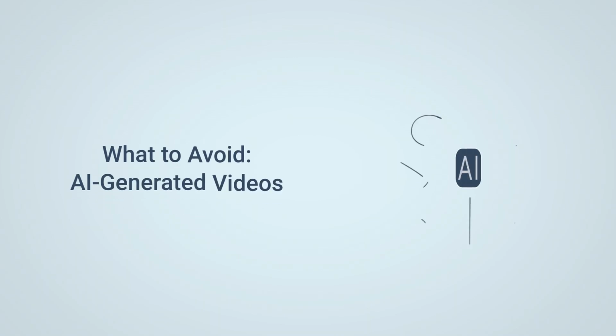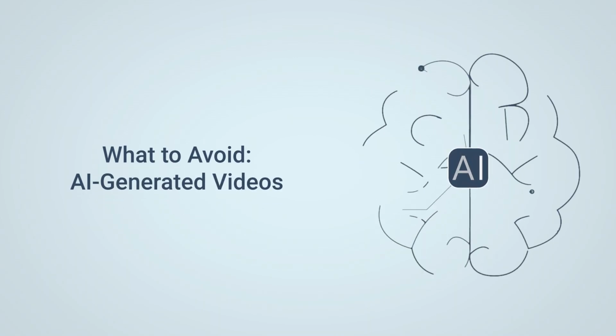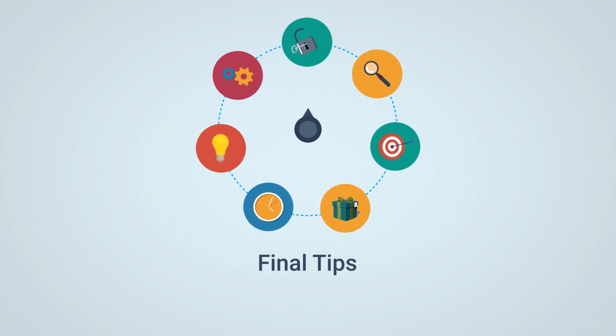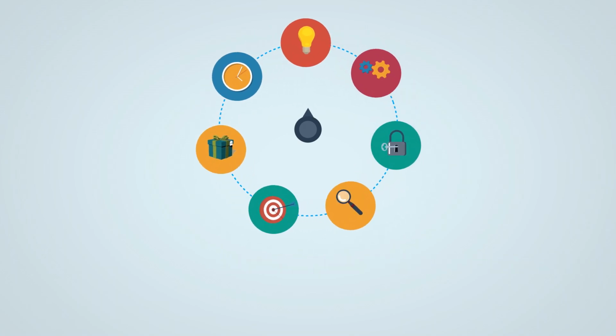Do not use AI-generated videos. SIH requires authentic, human-generated content that reflects your true efforts. To summarize, ensure your video is 4 to 7 minutes long, highlight your prototype, and include subtitles.